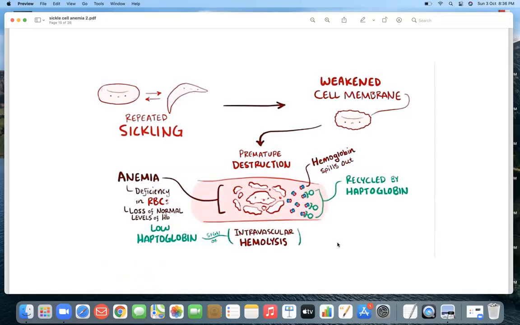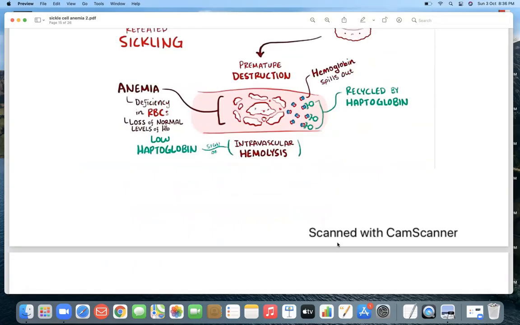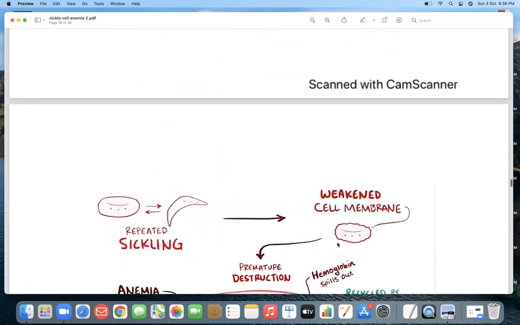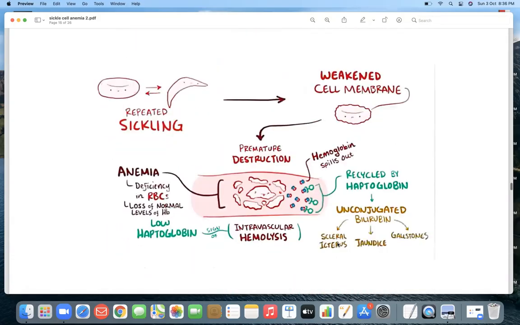This is not only here, in any case of hemolysis, you will have low haptoglobin. You can remember like this. Okay, and what happens? There will be increased unconjugated bilirubin and you see jaundice. And due to unconjugated bilirubin, you will also have gallstones and also the scleral icterus, that is nothing but jaundice.